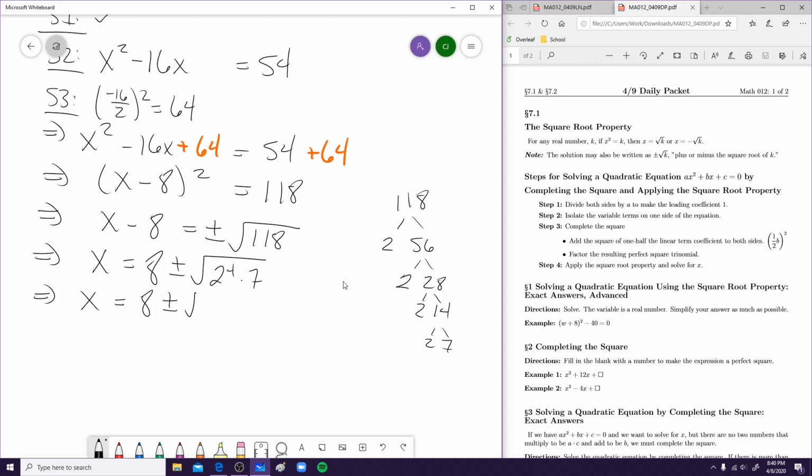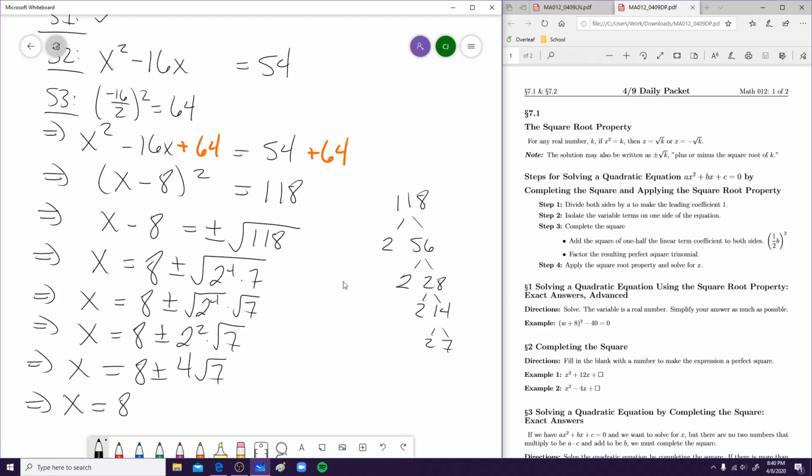So 2 to the 4th times square root of 7. Okay, and then the square root of 2 to the 4th, that is 2 squared. So then we get x equals 8 plus or minus 4 square root of 7. Right, so then we get two answers. We get x is equal to 8 plus 4 square root of 7 and 8 minus 4 square root of 7.